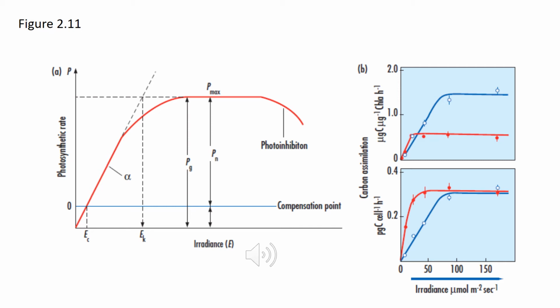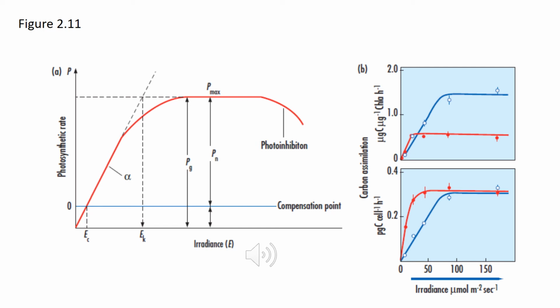Two other important terms need to be noted: gross photosynthesis, PG in the graph, which is equivalent to the total photosynthesis, and net photosynthesis, PN, which is equal to the gross photosynthesis minus the respiration. The distinction between these two is very important, since it's only really the net photosynthetic energy gains that are available for cell growth and reproduction.